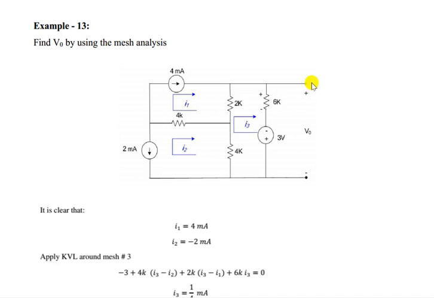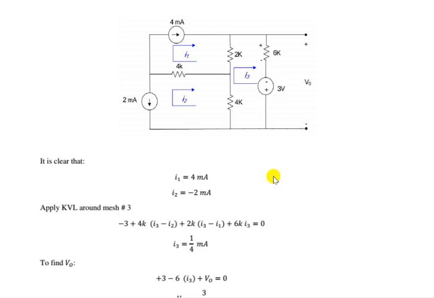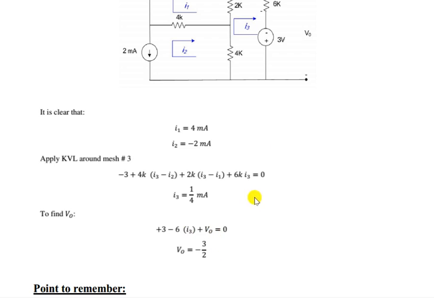Find V0, voltage drop across this terminal. What we can write? That you can apply a KVL here. So that is, it is encounter plus first, so 3 volt minus I3 into 3 plus 3 volt KVL across this loop, that is plus 3 volt minus 6 I3, then plus V0. So V0 equal to, you can find out the value.